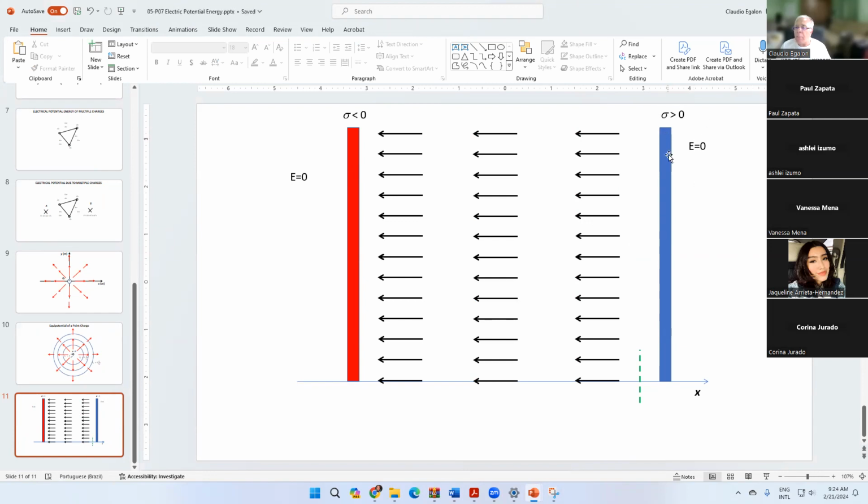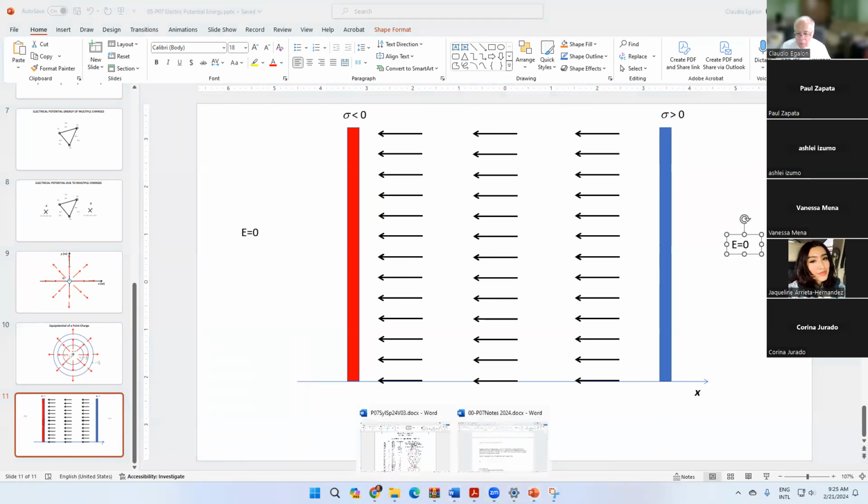Here I have positive charges. Sigma that you have here means surface charge density. The field outside is 0, and the field inside is non-zero. Okay, and that's the type of configuration that we are doing today. Okay, and then what else do you have? Okay, we have the following.